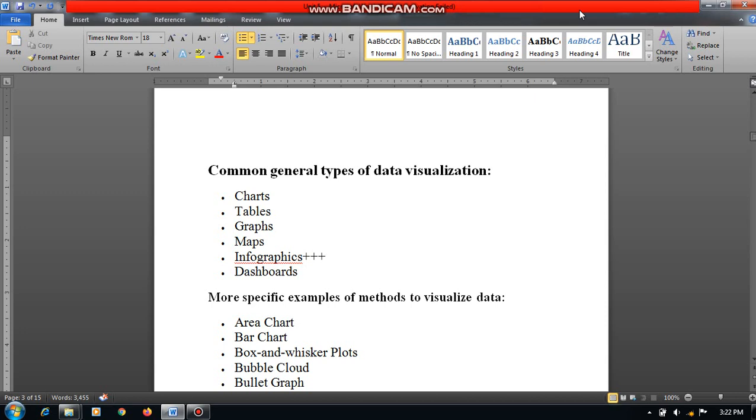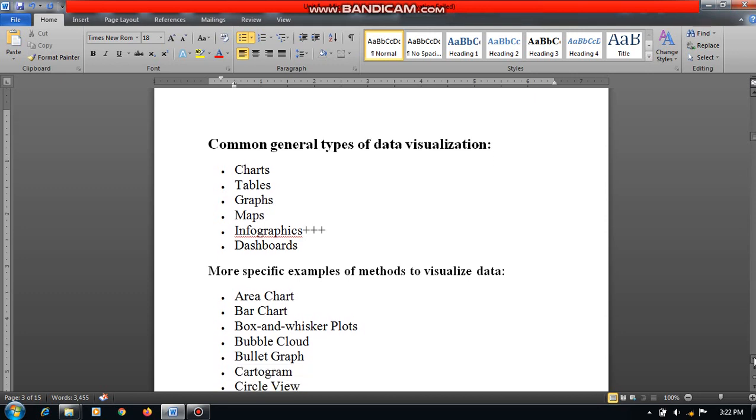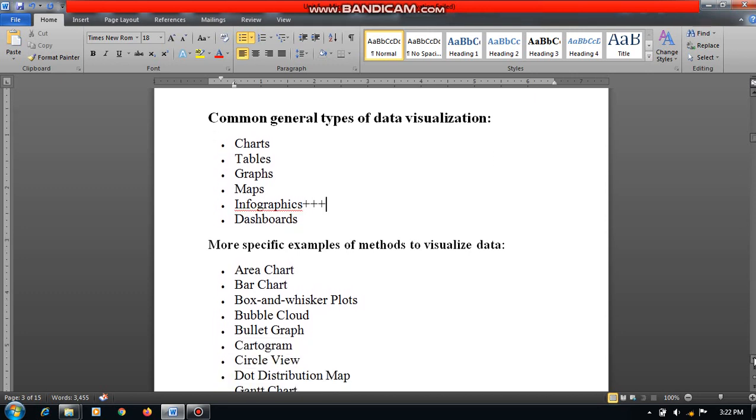Number 5 is the types of data visualizations. Different types of techniques are available. A lot of techniques are available for data visualizations. Step by step we will cover all the techniques, one by one. First, a few common techniques are tables, charts, graphs, maps, infographics, and the dashboard.